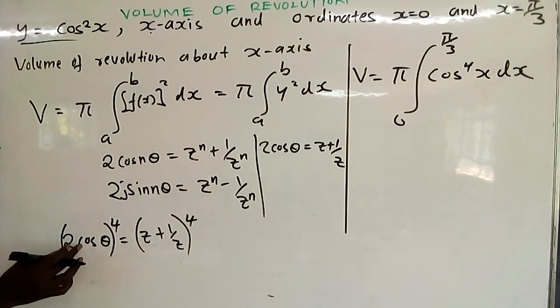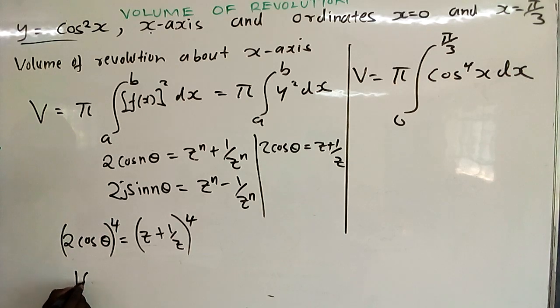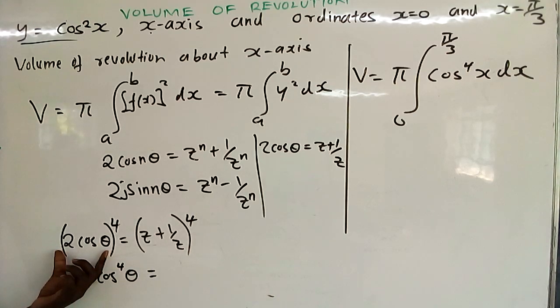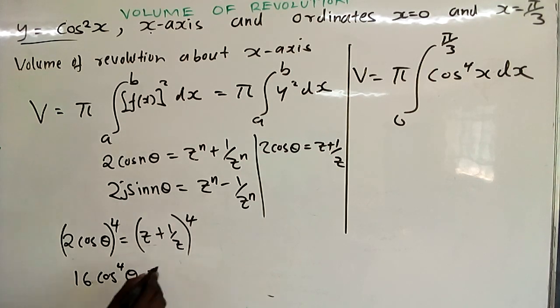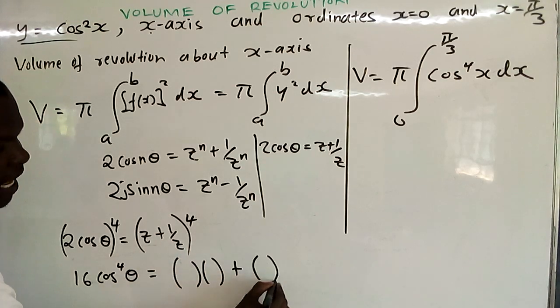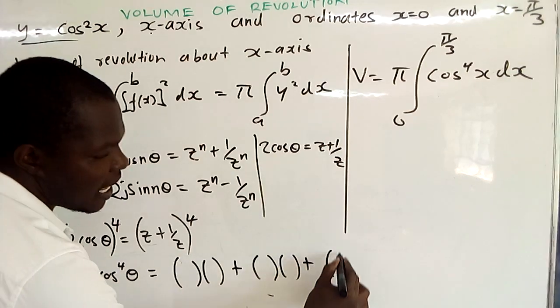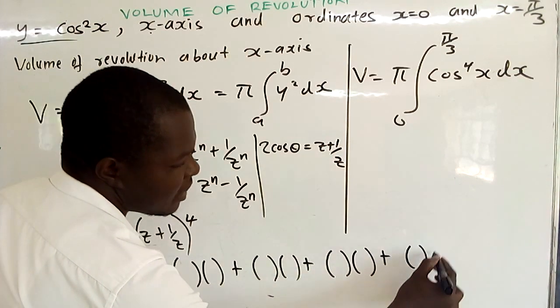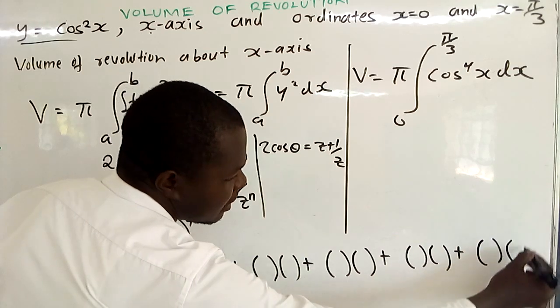So if you take the power inside, 2 raised to power 4, you get 16. Then cos theta raised to power 4, you get cos^4 theta. You've done this side of the equation. The other side of the equation is a binomial expansion. When you have a power of 4, how many terms? 5 terms, isn't it? That is the first term, plus the second term, plus the third term, plus the fourth term, plus the fifth term.